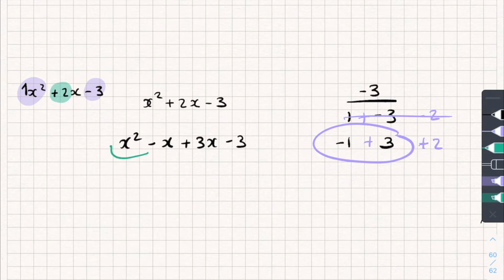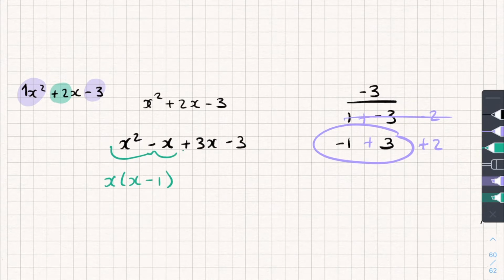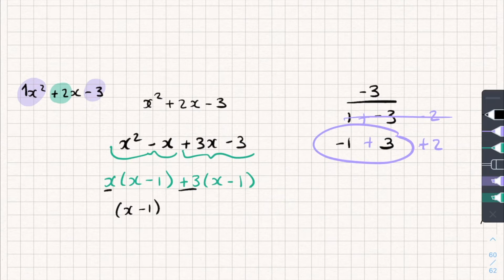From here, I'm going to factorise my first 2 terms again, so I could pull out a factor of x. And then I'm going to factorise my last 2 terms, and I could pull out a factor of positive 3. And we get positive 3, and then in the brackets, x minus 1. And are my brackets the same? Well, yeah, they're both x minus 1, so we factorised this one correctly as well. So I can write x minus 1 as one of my brackets, and whatever's left as my other bracket.